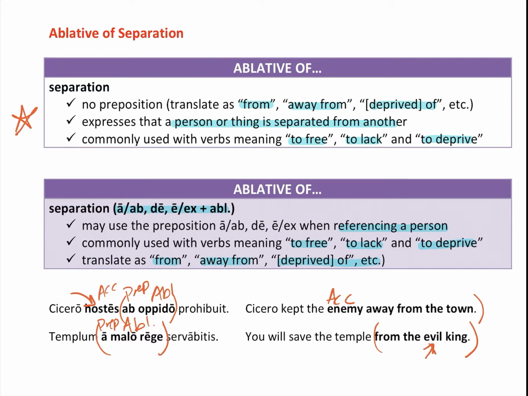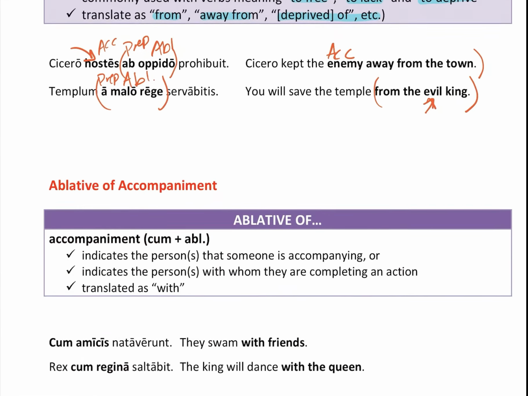And notice that there is an adjective here. That doesn't make a difference. It doesn't make a difference with the prepositional use like it does with ablative of manner. They both get put in the ablative because the adjective is modifying king, so it has to match in gender, case, and number. All right, let's go to the next one.